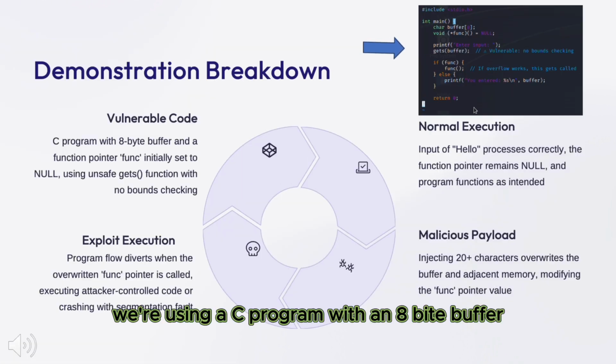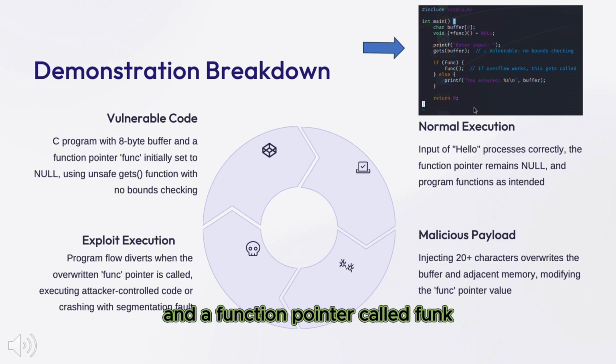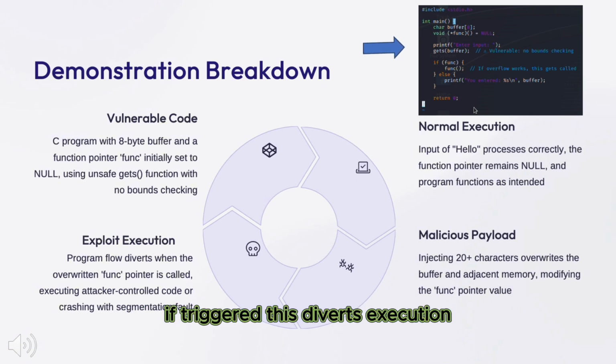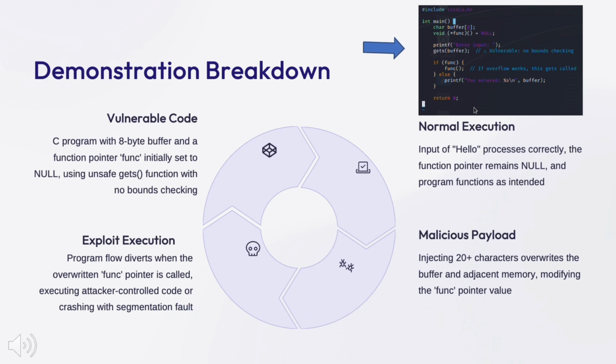We're using a C program with an 8-byte buffer and a function pointer called func, initially set to null. The gets function accepts unchecked input. On normal input like hello, the program works fine. But when we input more than 20 characters, we overwrite memory, modifying the func pointer. If triggered, this diverts execution and can crash or run arbitrary code.